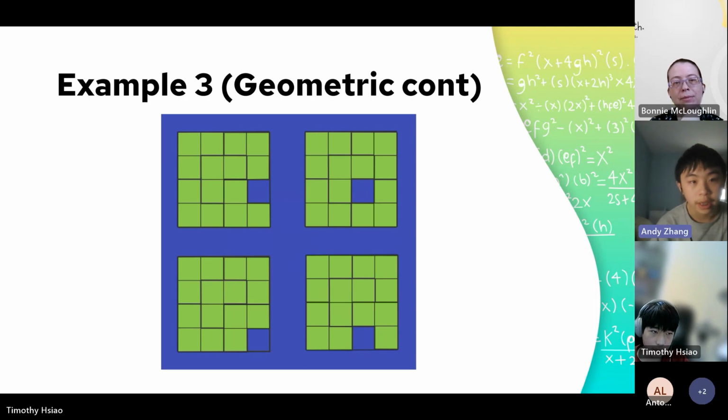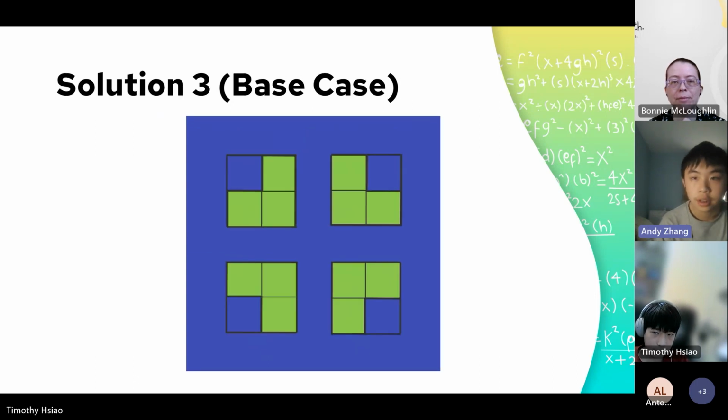So, for example, if we're looking at a 4x4 grid, I can make any tile I want disappear and tile the rest using just these L-shaped tiles. And you can see that I can do that for all the bottom four, and by symmetry I can do it for all of those. So the question is, how can I prove that I can do this for any n by n grid where n is a power of 2? So let's look at a solution.